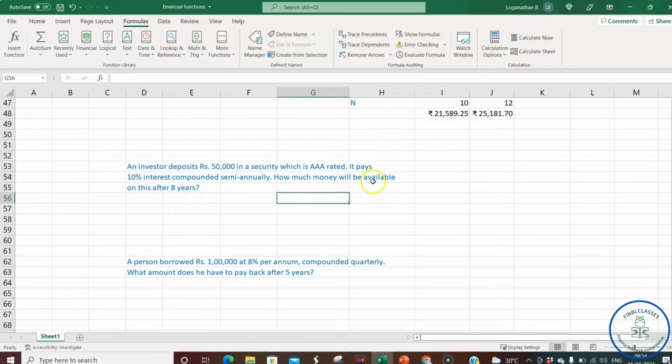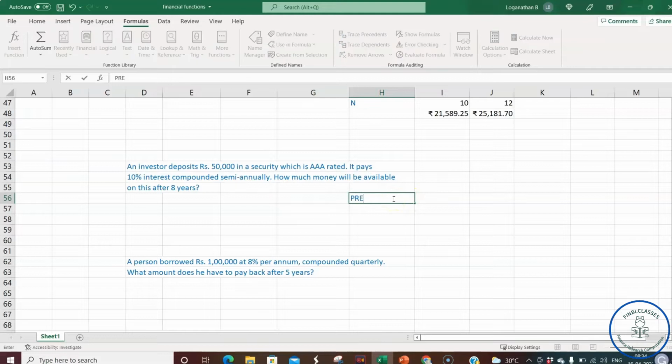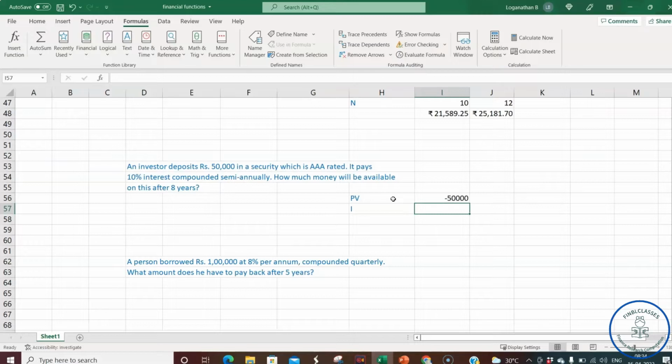How much money will be available on this after 8 years? In this case, they have given the values: the present value, the PV, is 50,000, which I put in as negative 50,000. Then they have given the interest, which is I, 10%. Then the money is being paid after 8 years, which is N, 8 years.